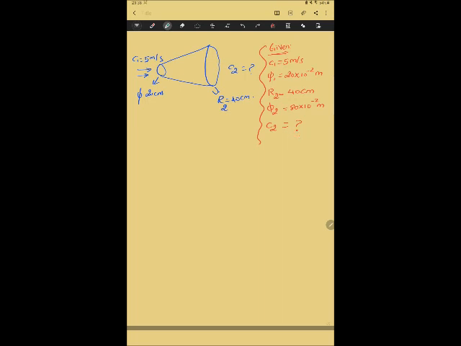Well, even before we start the problem, even before we start anything, you tell me, do you think C2 will be a greater or will it be a smaller number than 5 meters per second? What do you think?